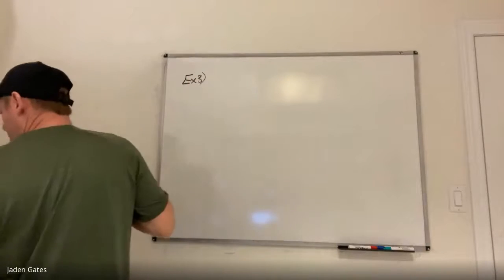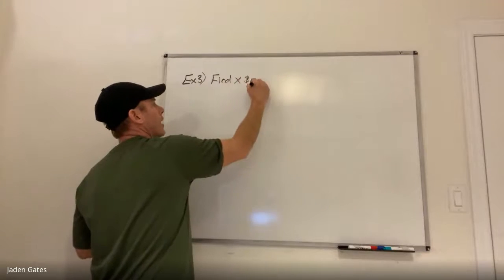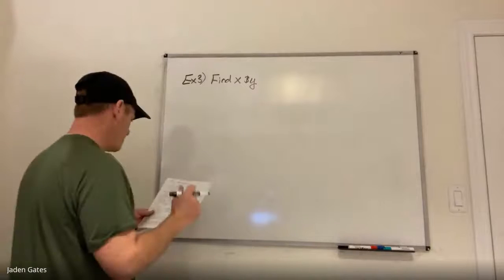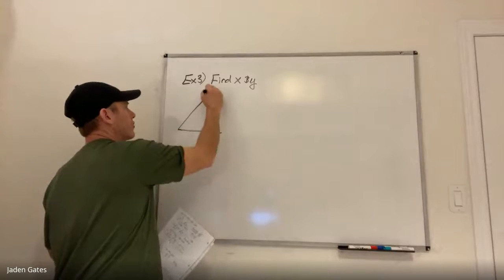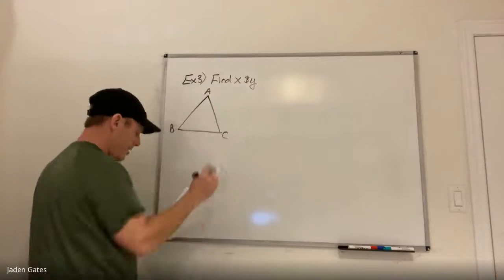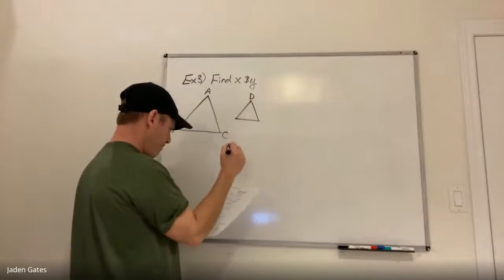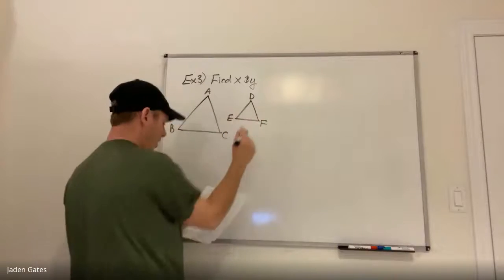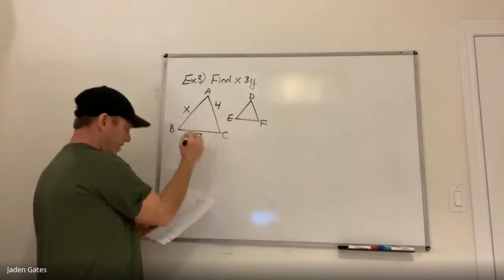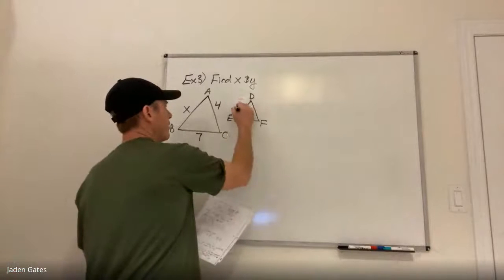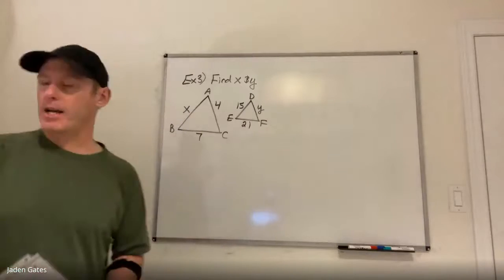So again, these two triangles are similar. I'm going to say that already. Find x and y. So I'm going to draw my triangle here. We have triangle A, B, and C. And again, here's our triangle D, E, and F. Now, I know some sides here. I have an x, a 4, and a 7. And on this side, I have a 15, a y, and a 21. And I want to find x and y.